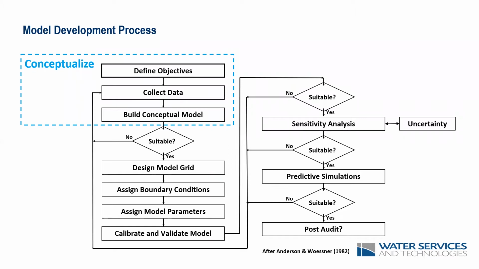Once we have a robust conceptual model, then yes, we'll move to the numerical part, and we'll start that normally by designing the model grid, assigning boundary conditions, parameters, properties, and doing the model calibration and validation depending on the amount of monitoring data that we have. So this would be the model development stage.